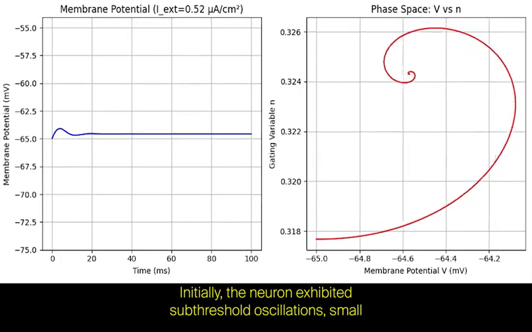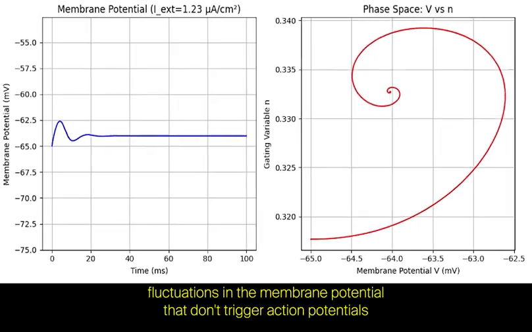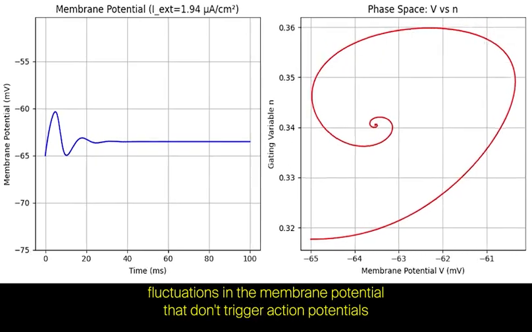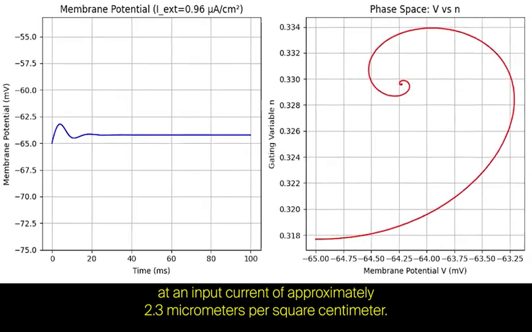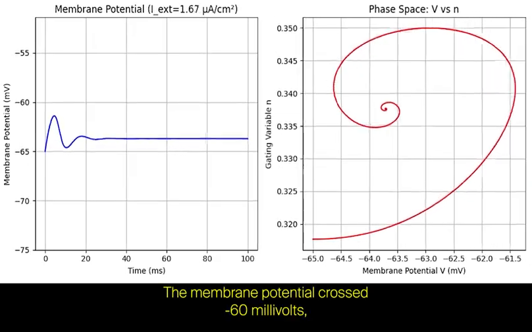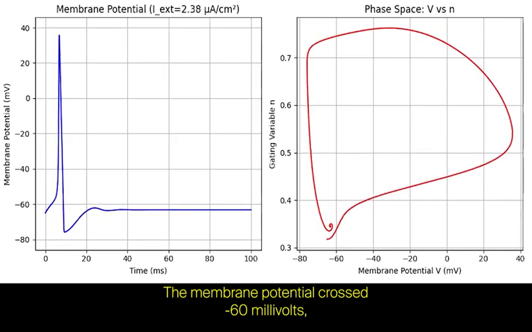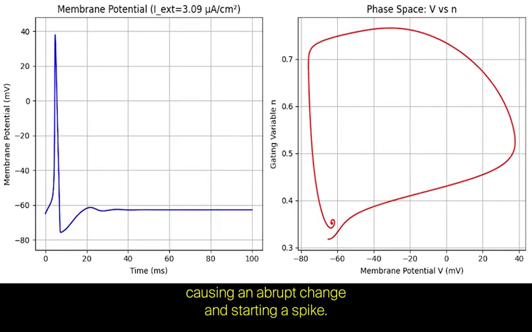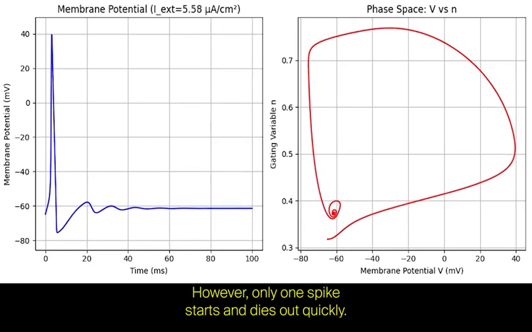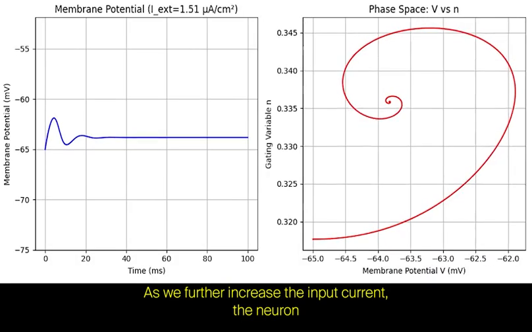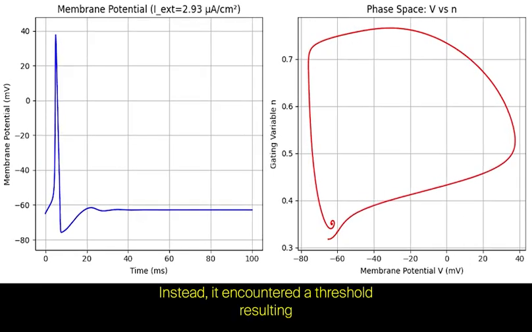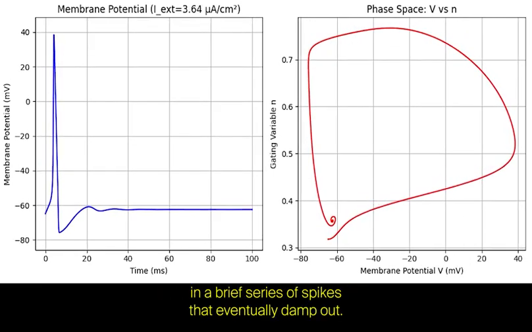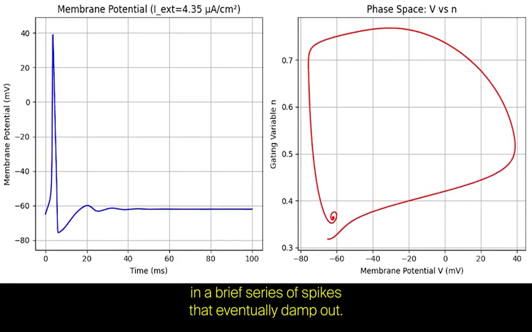Initially, the neuron exhibited sub-threshold oscillations, small fluctuations in the membrane potential that don't trigger action potentials. At an input current of approximately 2.3 microamperes per square centimeter, the membrane potential crossed -60 millivolts, causing an abrupt change and starting a spike. However, only one spike starts and dies out quickly. As we further increase the input current, the neuron doesn't immediately settle into a regular spike train. Instead, it encounters the threshold, resulting in a brief series of spikes that eventually damped out.